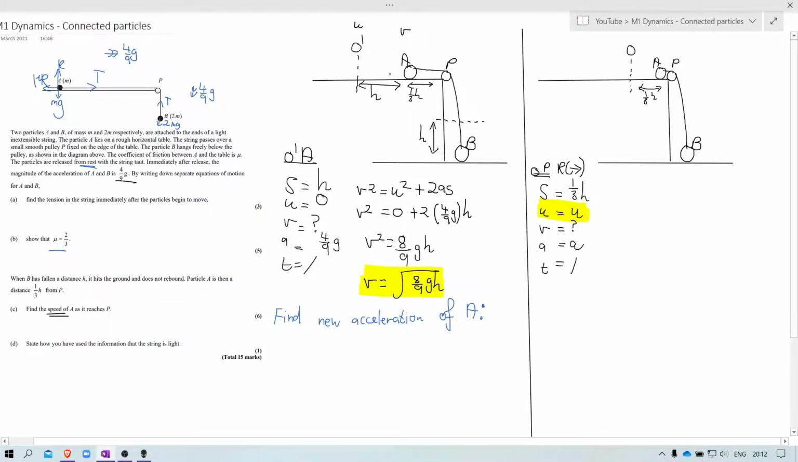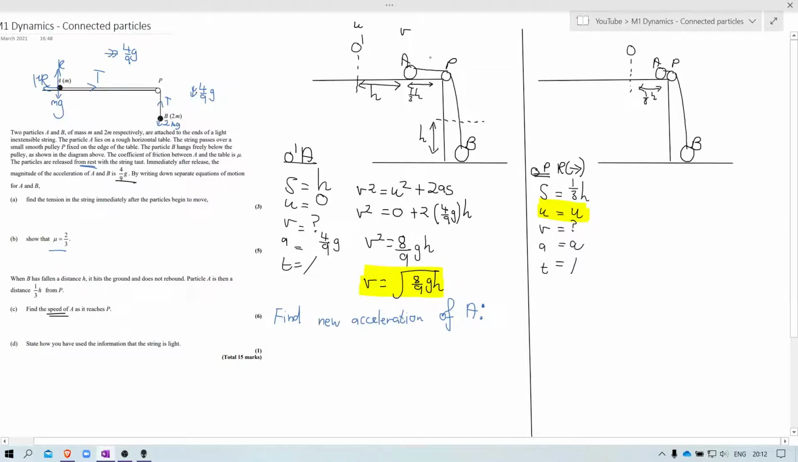Firstly, why do we need to find the new acceleration of A? Well, because B has hit the ground, the tension in the string has disappeared. When B hits the ground, implicitly the string becomes slack. That means there is no more tension in the string, so there is nothing pulling A along towards the right. There is no driving force for A.